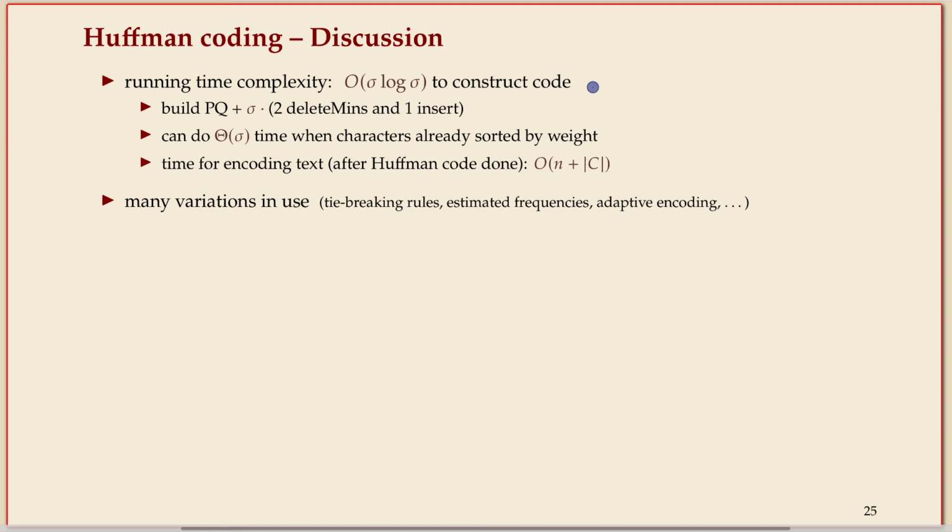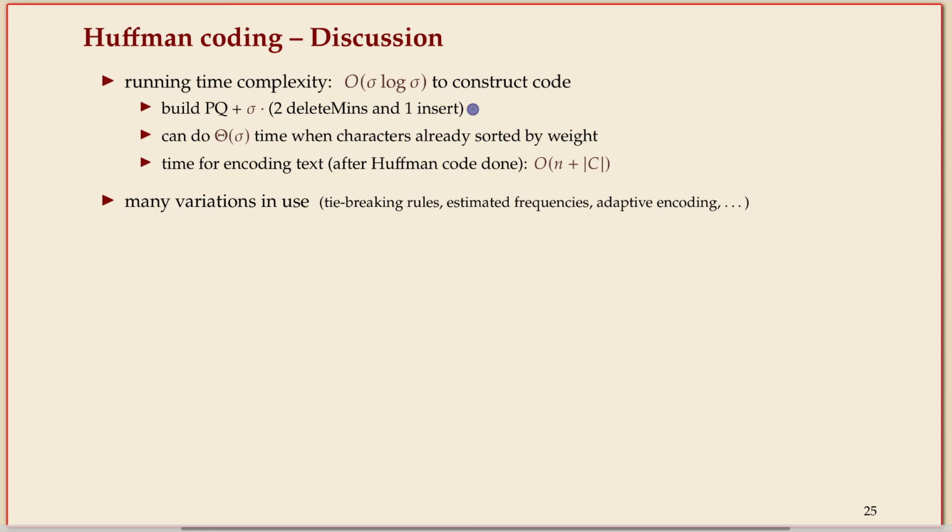The running time for doing that is sigma log sigma to construct the code, if you use a priority queue to maintain the symbol weights. So you maintain a partially built code trie, and the symbols can be these lumped together symbols, right? Remember these boxes that I drew around characters. They each have a weight, and in each step, we take out the 2 with minimal weight. That's why it's 2 delete mins. And then we do 1 insert because we combine them and insert the sum again. So you get sigma times that operation.